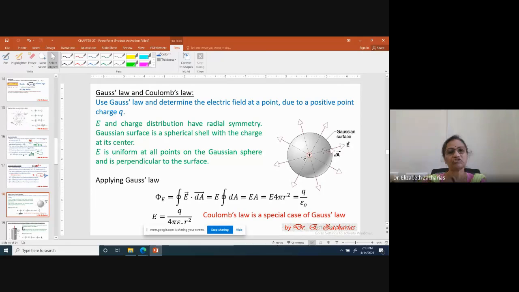So what we will next do is, at the beginning of this chapter, I told you that Gauss law is a more general law, and it is a law that you are going to use everywhere in your Maxwell's equations. Coulomb's law is just a particular case of Gauss law.